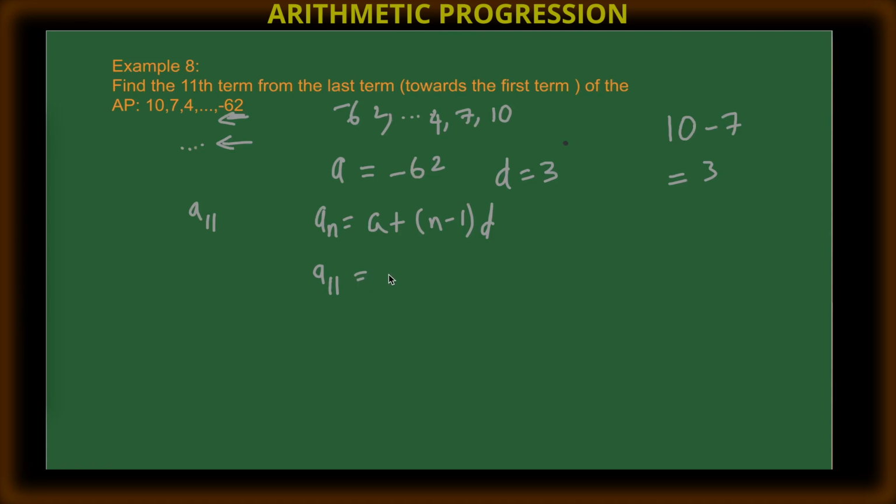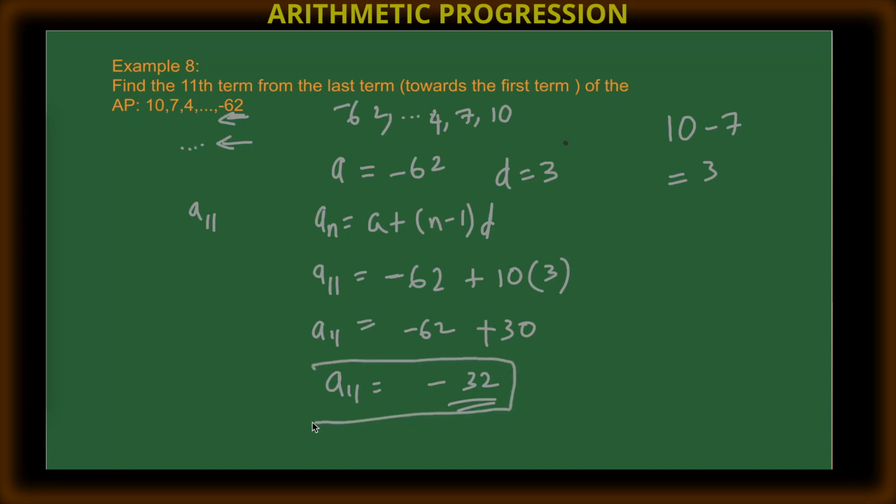Do we know A? Yes, A is equal to minus 62 plus n minus 1. What is n here? n is 11. 11 minus 1 is 10. D is 3. So A11 is minus 62 plus 30. How much is that, students? Wait, so it is minus 32. Good. So we know that A11 is equal to minus 32.